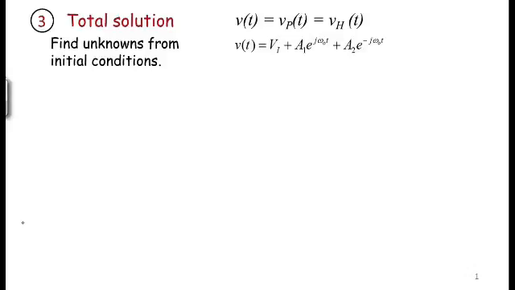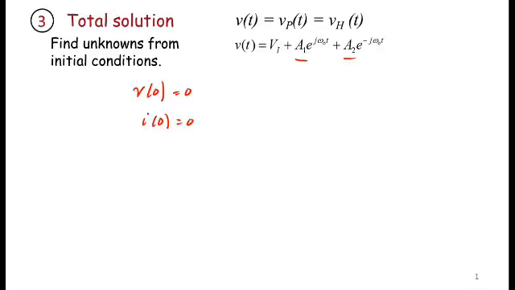Okay, I hope you had a chance to try to find out the initial conditions yourselves. Let me go ahead and take a crack at doing this. Our goal is to find the unknowns A1 and A2 from the initial conditions, where the initial conditions are given as V of 0 is 0 and I of 0 is 0.